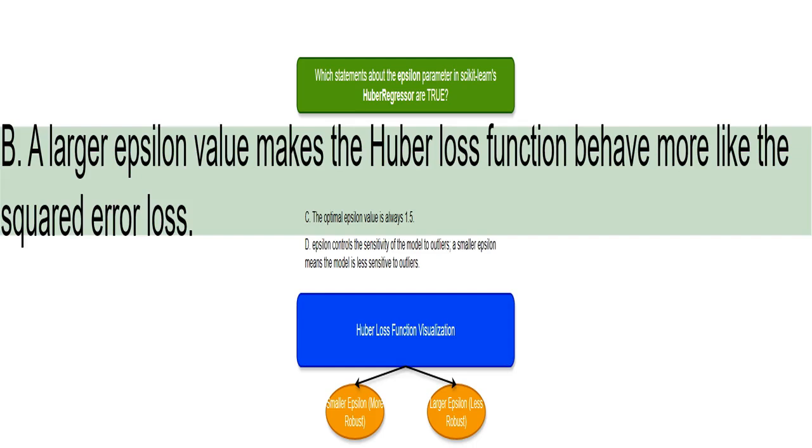I agree. A larger epsilon means the Huber loss will mostly use the squared error part of its formula. The absolute error part will only kick in for significantly large errors. Think of it like this. A larger epsilon makes the Huber loss more forgiving to errors, hence more similar to the squared error loss, which is very sensitive to outliers.